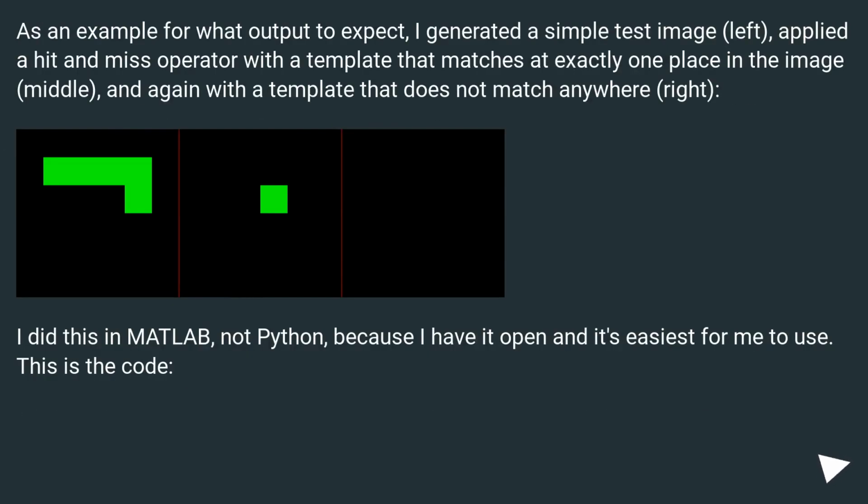As an example for what output to expect, I generated a simple test image. Left, applied a hit and miss operator with a template that matches at exactly one place in the image. Middle, and again with a template that does not match anywhere. Right. I did this in MATLAB, not Python, because I have it open and it's easiest for me to use. This is the code.